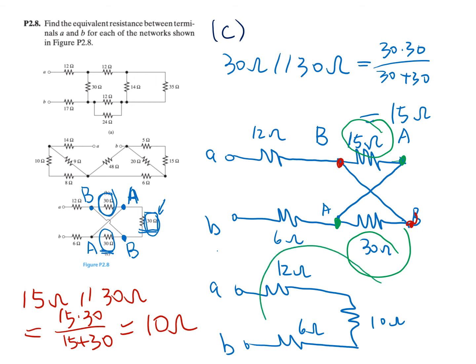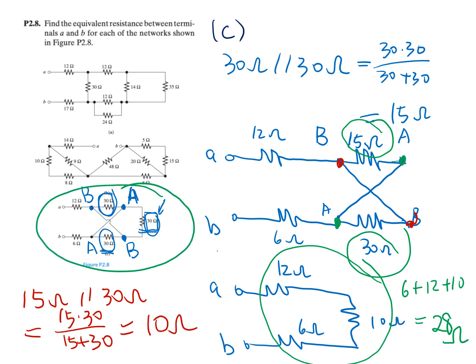So we can combine all of these by adding them together. 6 plus 12 plus 10 is going to be, this is 18 and this is 10, so that's going to be 28 ohm. So the Req for this circuit here is going to be 28 ohm.